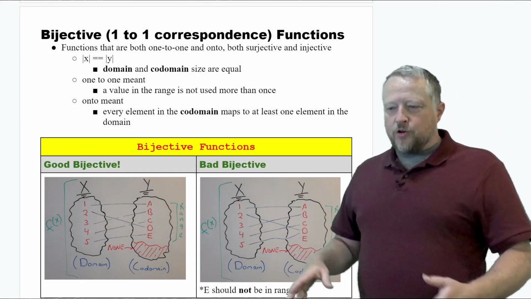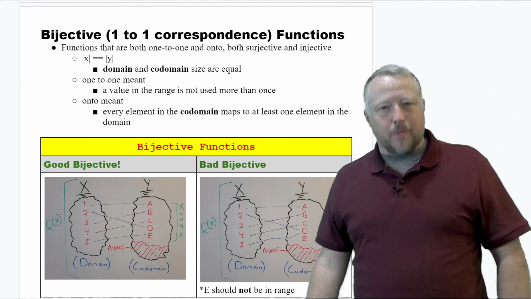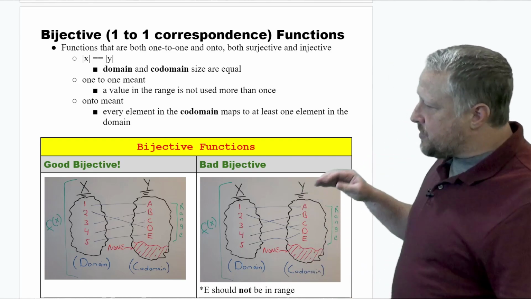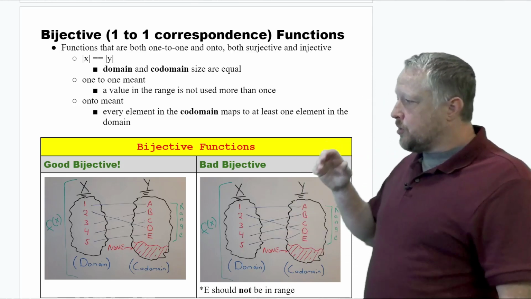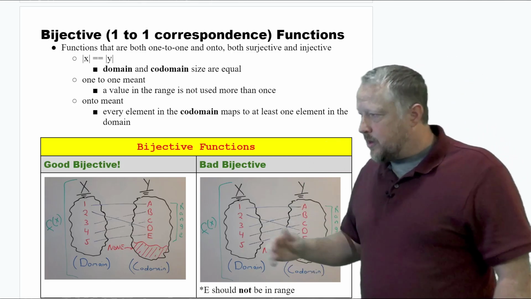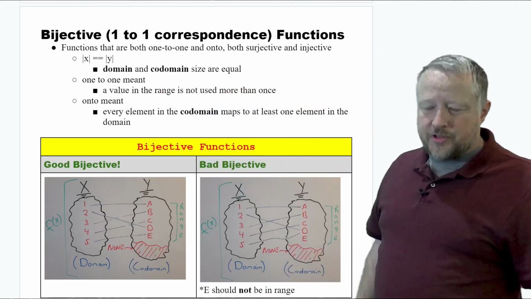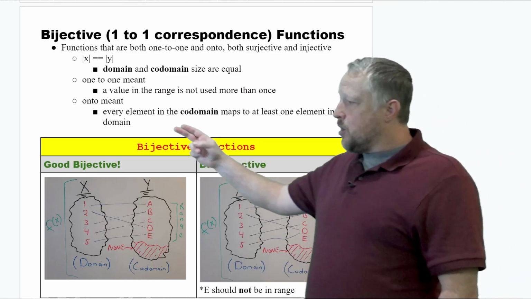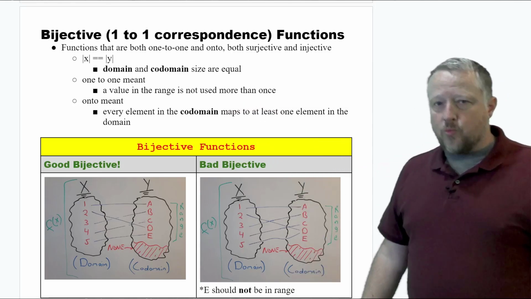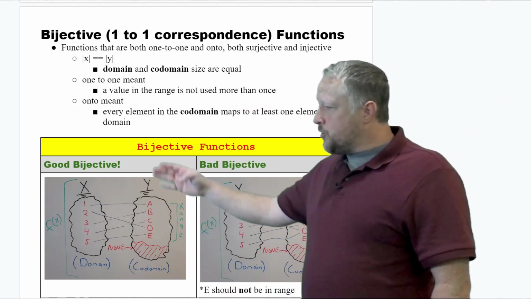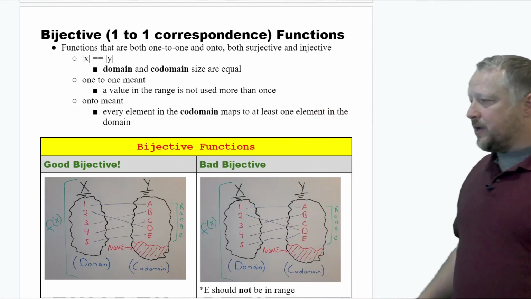Our next type of function is bijective, and that's a one-to-one correspondence. What that means is that functions are both one-to-one and onto, or both surjective and injective. The domain and codomain are of equal size. One-to-one means the value in the range is used no more than once, and onto means that every element in the codomain maps to at least one element.